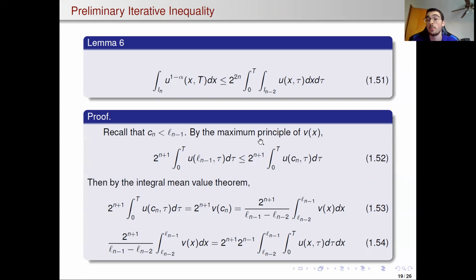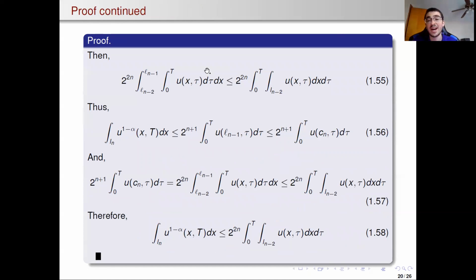So then using our maximum principle of v(x), we know 1.52 to be true by replacing this point C_n. So then we can use the integral mean value theorem to show that 1.53 is true. We can then substitute in the definition of v(x) and consolidate our constants to achieve 1.54. Moving on, we know that I_(n-2) contains the region L_(n-2) to L_(n-1), so we know 1.55 to be true.